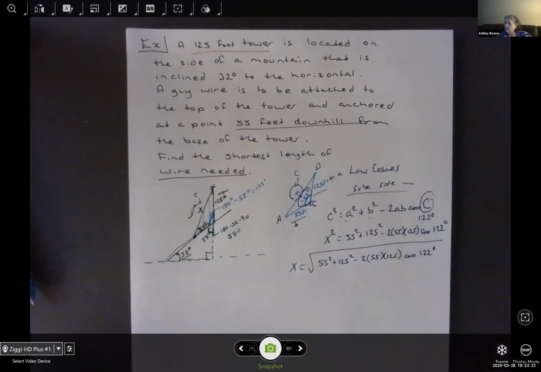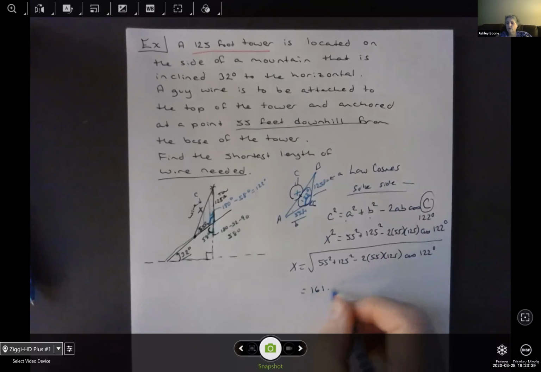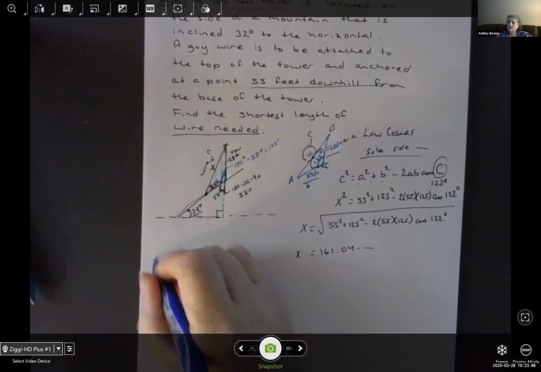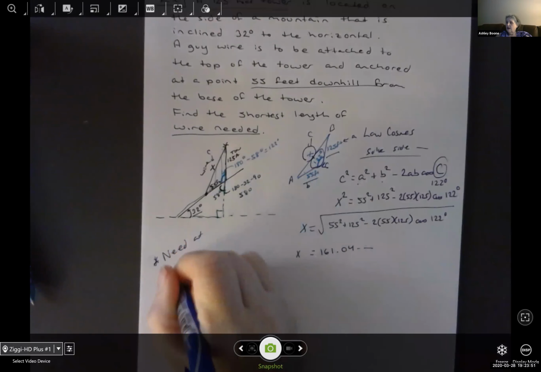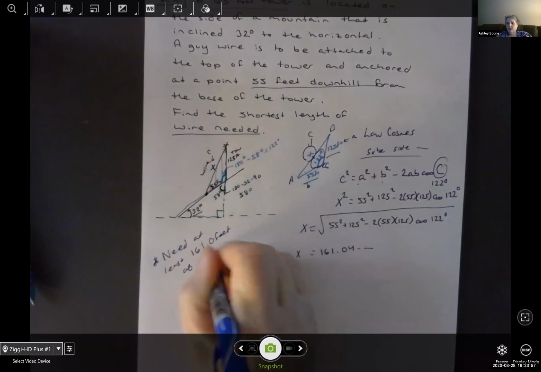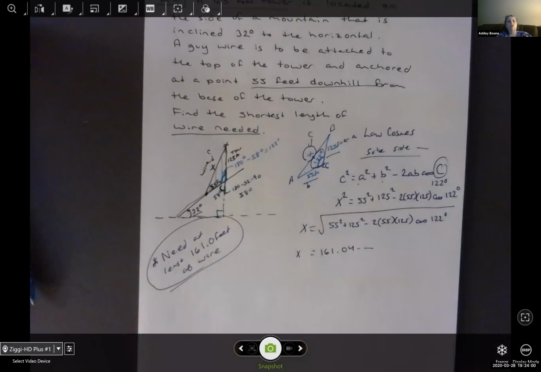So I have square root of 55 squared plus 125 squared minus 2 times 55 times 125 times cosine of 122. And that is 161.04, so on. That's that side X. X represented the length of wire needed. So we're going to need at least 161.0 feet of wire. I mean, if we had more, we would just not use it all. But that's the amount we're going to need for the guide wire.